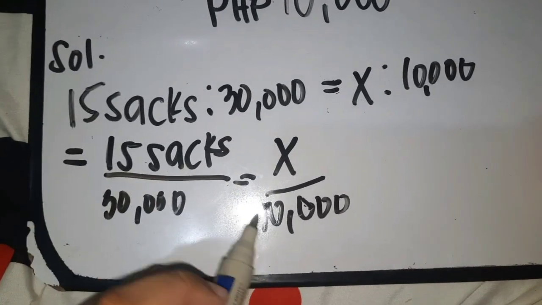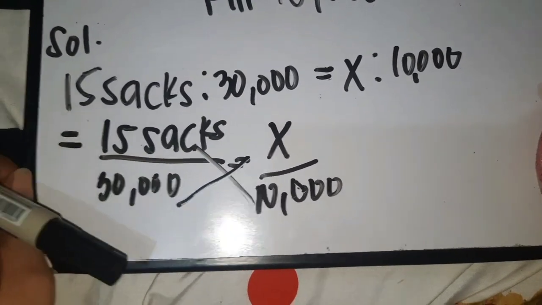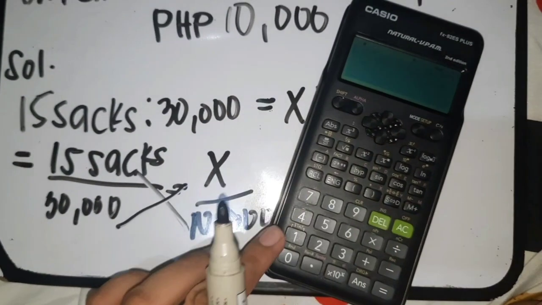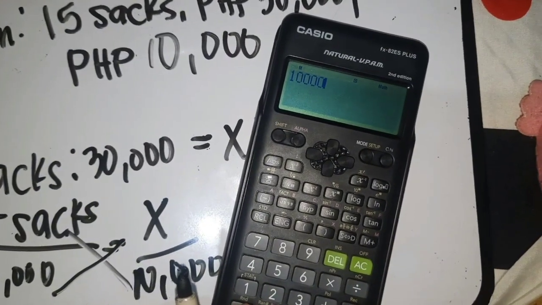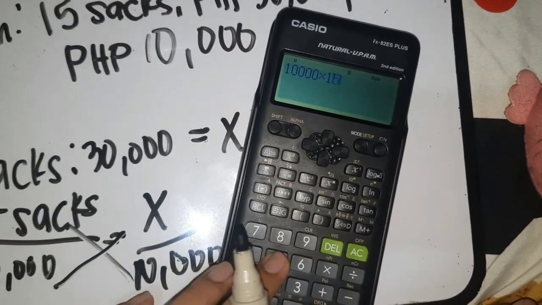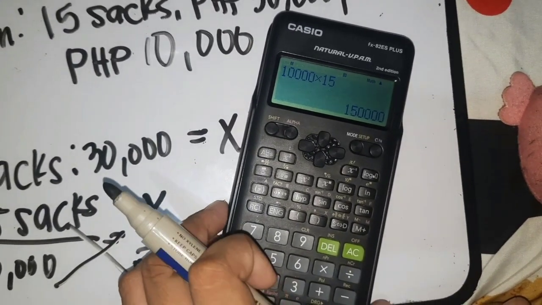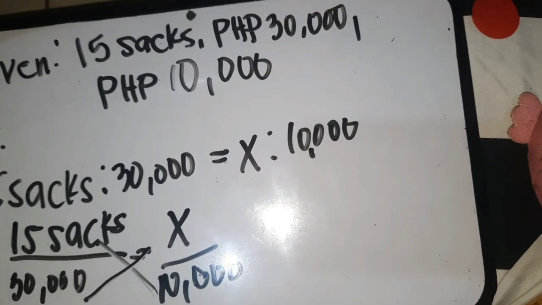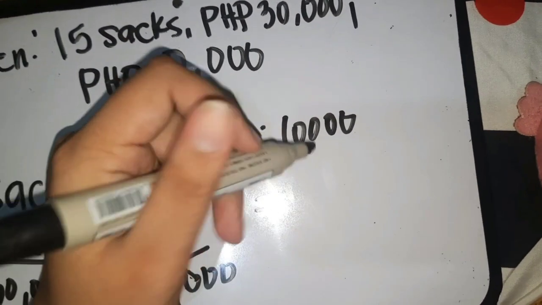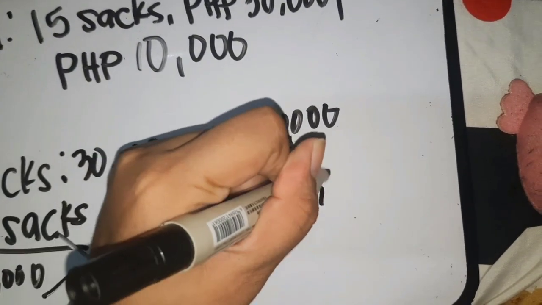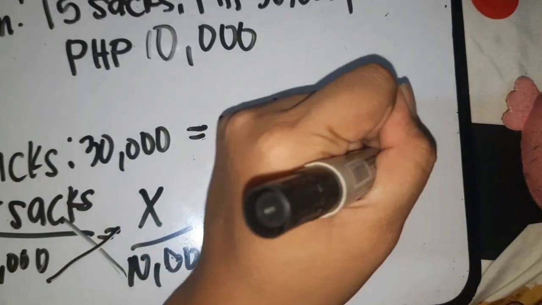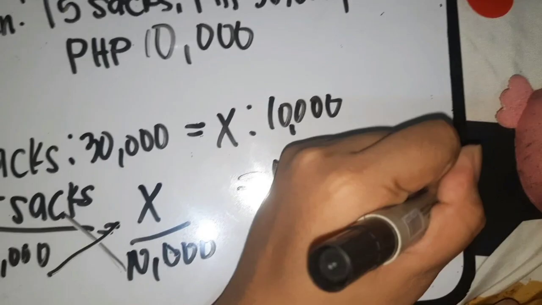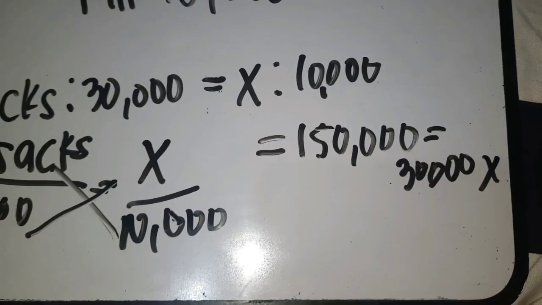So here, we first cross multiply these two. So it becomes 10,000 times 15, which is 150,000, equals 30,000 x. So it becomes like that.